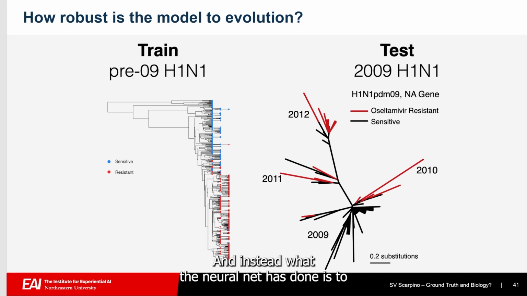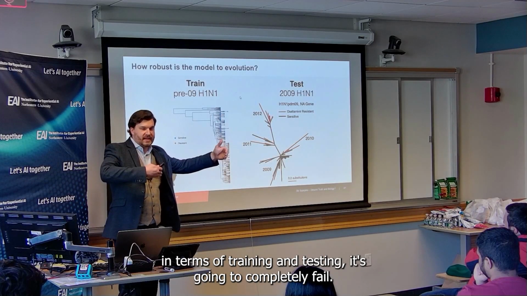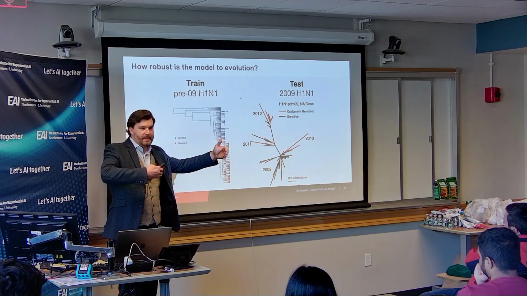And instead, what the neural net has done is to memorize the tree structure, which makes it basically perfect if you're slicing the data up over time. But if you do it over evolutionary scale in terms of the training and testing, it's going to completely fail.